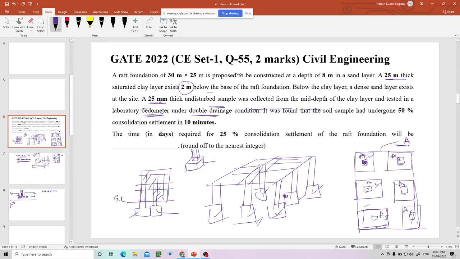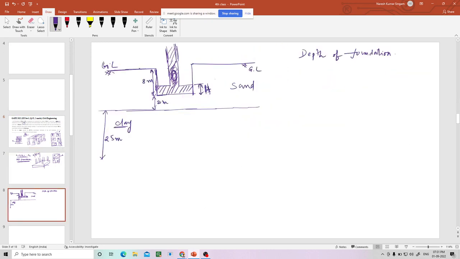After testing, it was found that the soil sample had undergone 50% of the consolidation settlement in 10 minutes. We will note down that given data. Okay, what is the given data? Sample is tested in lab. Okay, what is the thickness of the sample? This is a small sample. That thickness of the small sample is 25 mm.